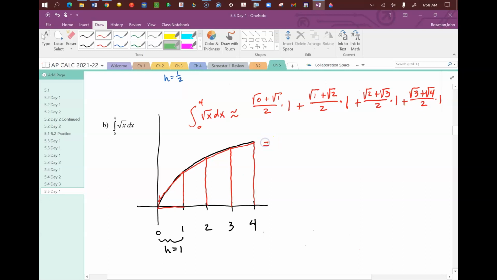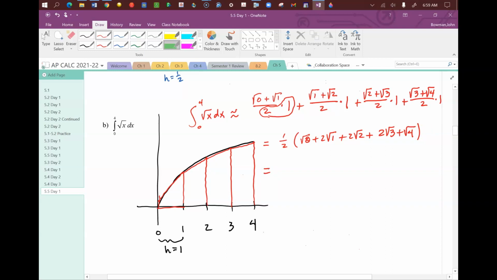And again, I want to remind you that if the heights of the trapezoids are equal, you can do some algebra and factor out this part right here and recognize that only the first and the last bases occur once and all the others occur twice. So you could do something like this: 1/2 times the square root of 0 plus 2 times the square root of 1 plus 2 times the square root of 2 plus 2 times the square root of 3 plus the square root of 4, if you had any need to do that.